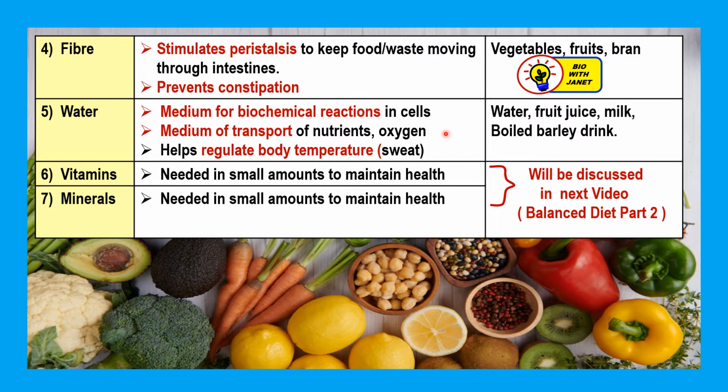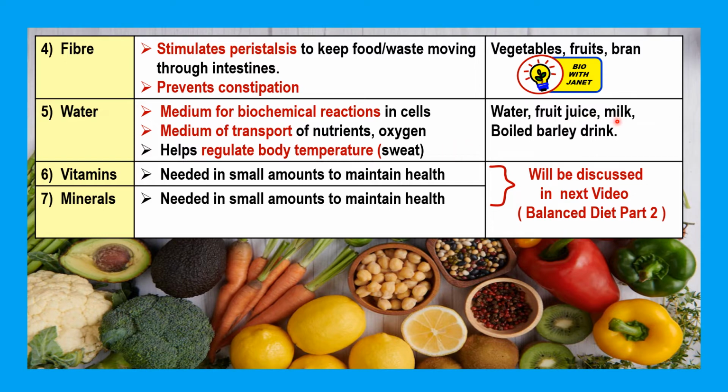And it's the medium of transport of nutrients and also oxygen. So this is carried out by the blood. The transport of nutrients and oxygen is carried out by the blood, and the blood plasma contains a lot of water, a high percentage of water. Alright, then water helps to regulate body temperature because the water in the sweat evaporates to cool down the body.